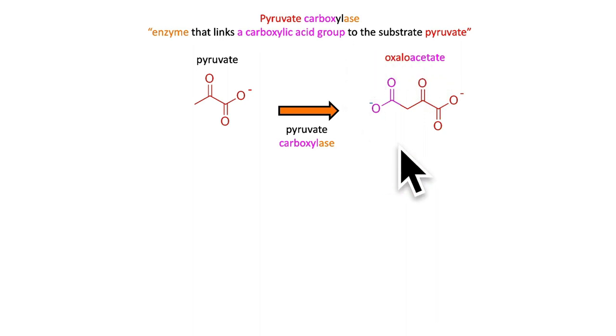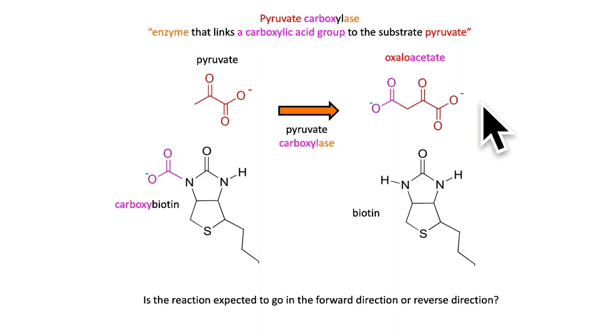So there's basically like an oxalic acid group where one of the oxygens has been replaced with an acetate group. Now, the problem with this is pyruvate carboxylase adds 2 oxygens and a carbon, a carboxylic acid group, to pyruvate. But where did the carboxylic acid come from? Well, it came from one of the coenzymes, biotin.